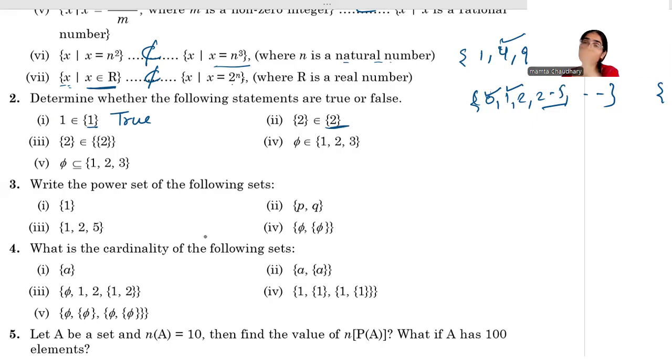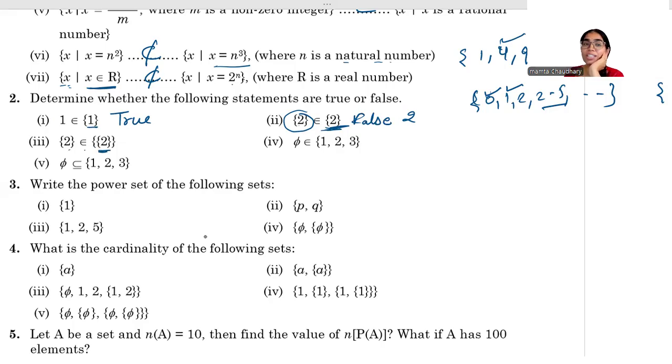Next, set 2 belongs to set 2. In this, which elements do we have? We have only one element, which is 2. Right? We don't have set 2 as an element. So set 2 doesn't belong to this set 2. 2 belongs to set 2, but set 2 doesn't belong to set 2. So it is false.